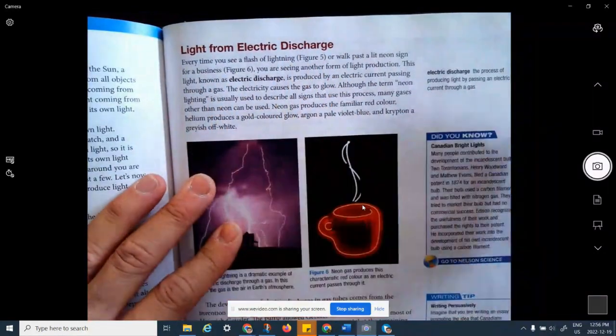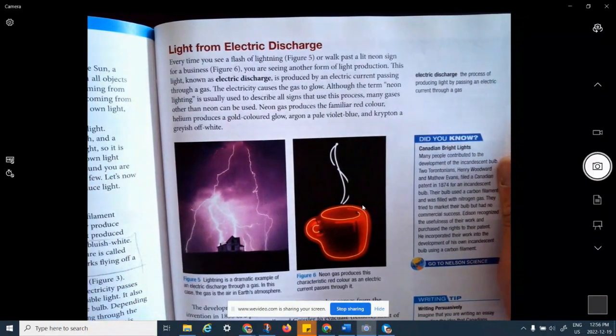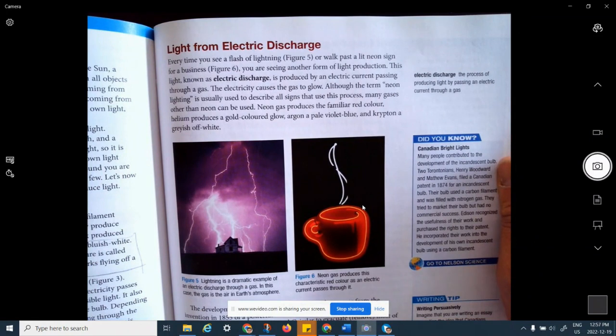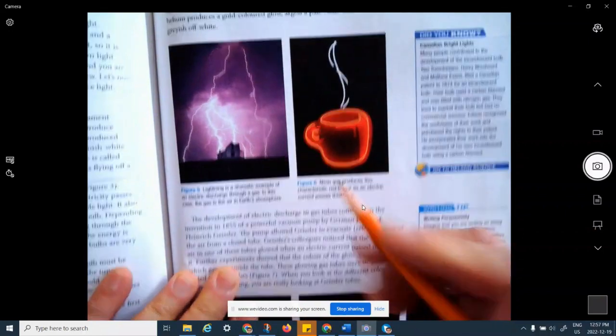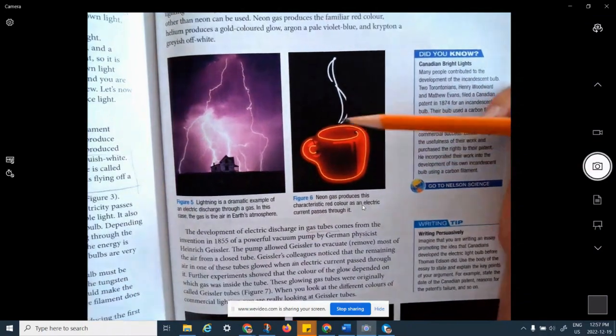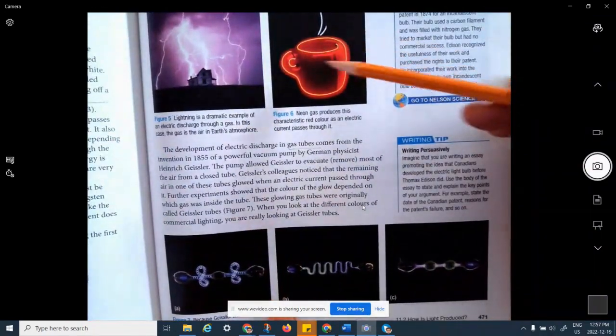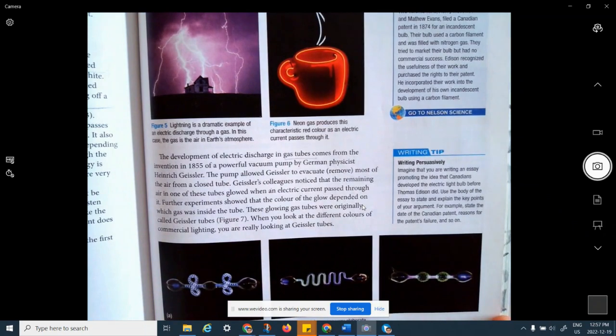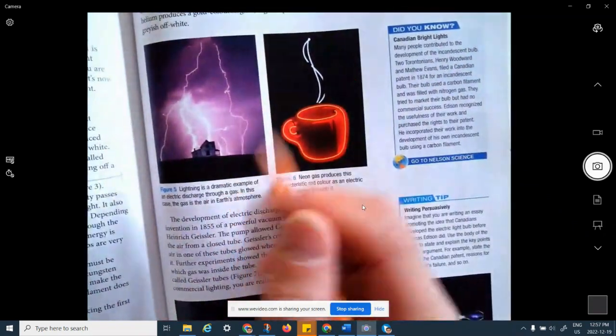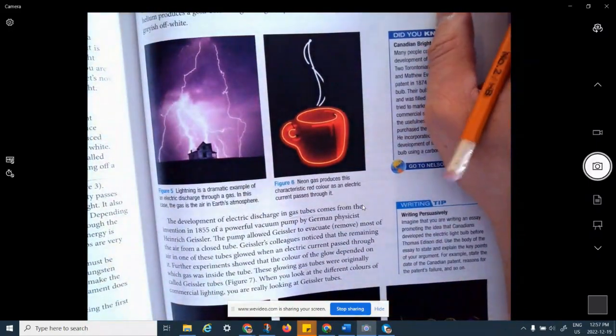So, light from electric discharge. What can you say? When electricity passes through a gas, that is light from electric discharge. Electricity going through a certain gas tube will produce a certain kind of light. Take the neon sign: depending on what kind of gas it is, it will produce a certain color. You can have different colored neon signs, they just use different kinds of gas, but they still call it a neon light. So that's just electricity going through a tube of gas.